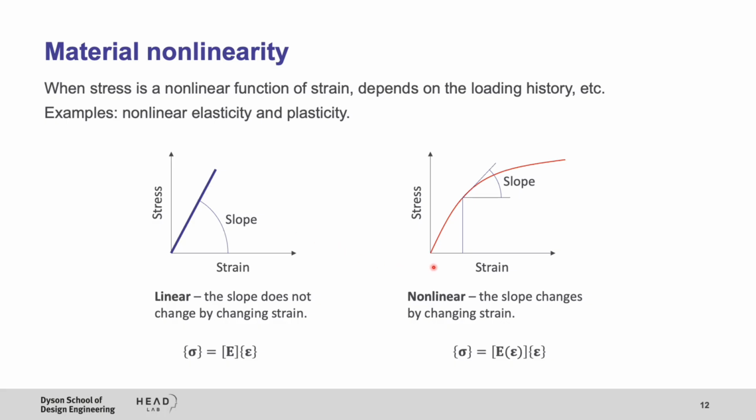However, here you can see the behavior of a nonlinear material where the slope of the stress-strain curve depends on strain. And mathematically we can show this relationship like this, where E, if you remember, is the material model or constitutive model. Here this is independent from strain, and in this situation it depends on strain.